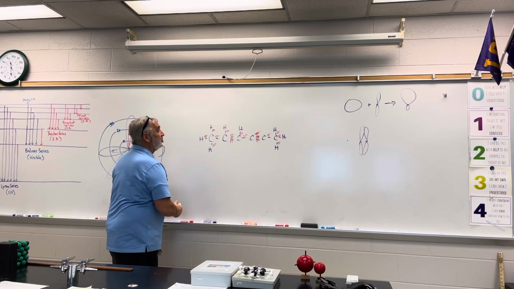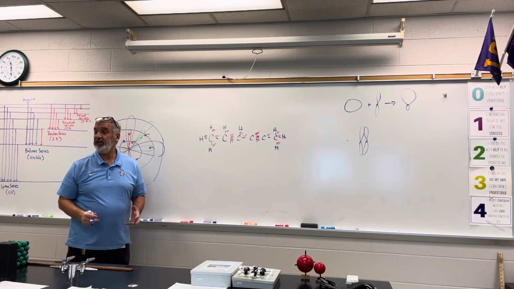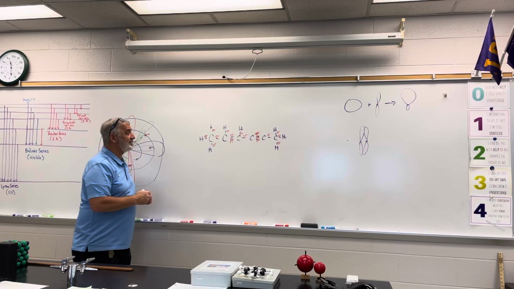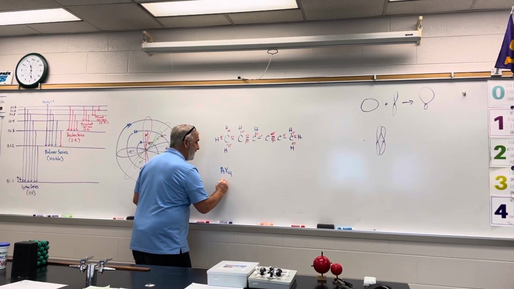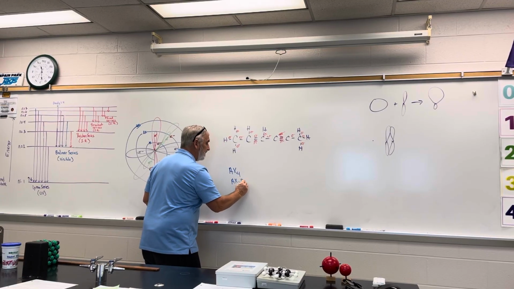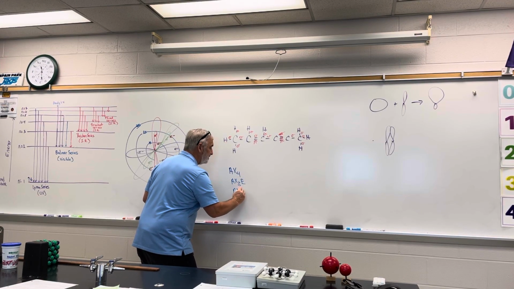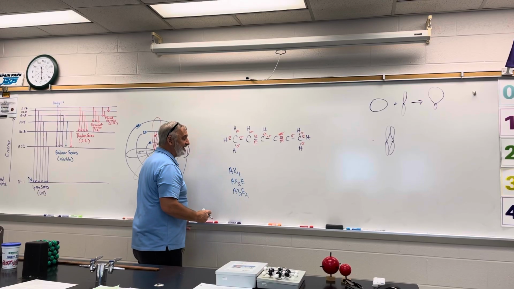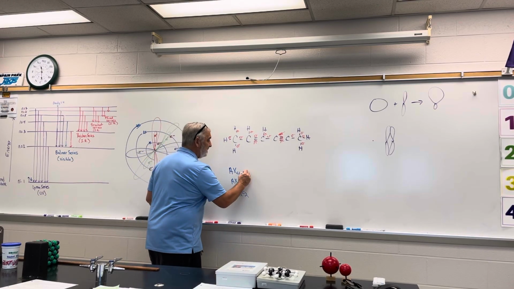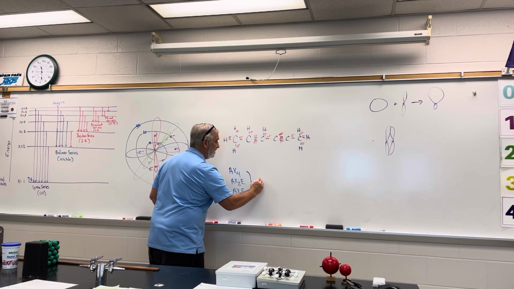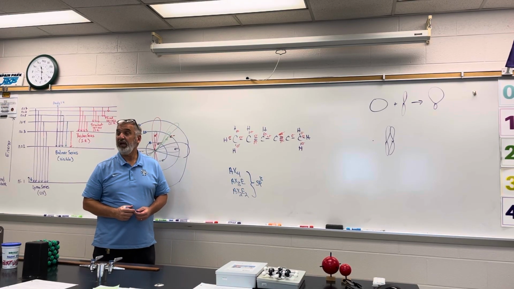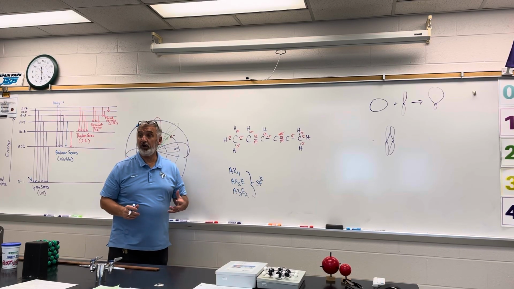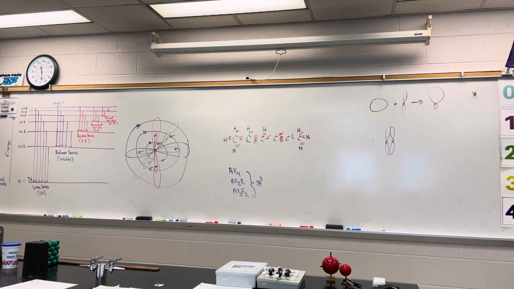Now, in terms of hybridization, if you're looking at that sheet that I just passed out, anything that is AX4, AX3E, AX2E2, anything that is like that is always going to be sp3 hybridization. The hybrid orbitals are always going to be in the shape of a tetrahedron.